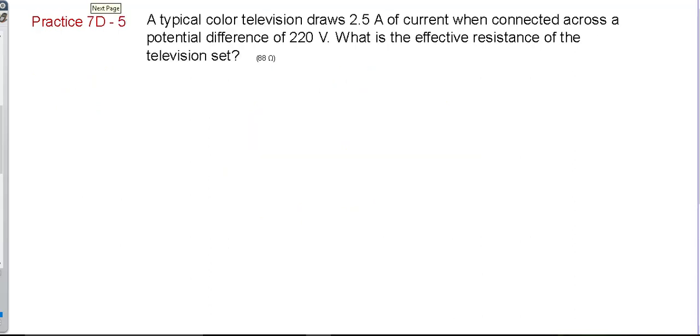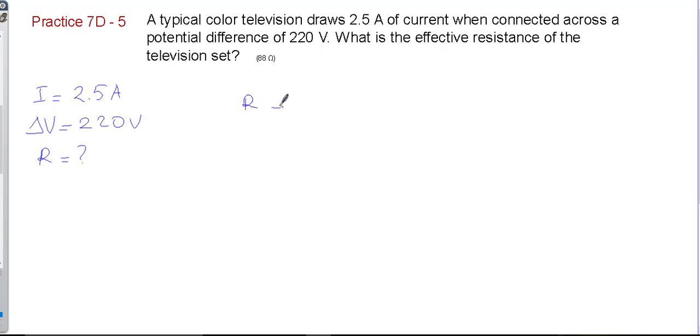Five. A typical colored television draws 2.5 ampere current. I is given, 2.5 ampere, when connected across a potential of 220 volt. Delta V is 220 volt, the TV draws 2.5 ampere. What is the effective resistance of the television? Here it says effective, friends. When the television warms up, the resistance can change, not much, but there will be some change. So effective means a constant resistance is wanted.